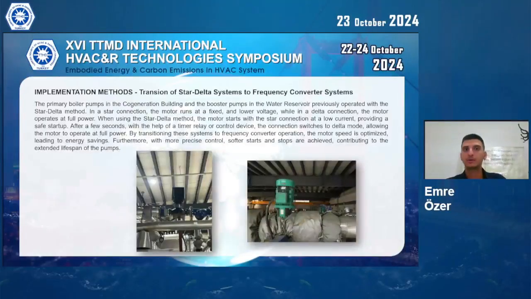And the other implementation method is translation of star delta systems to frequency converter systems. In the previous system, some pumps were operating with the star delta method. In a star connection, the motor runs at a fixed and lower voltage, while a delta connection operates at full power. So in this method, the motor starts with low power, and after a few seconds, the system operates at full power, which is not good, as you can imagine.